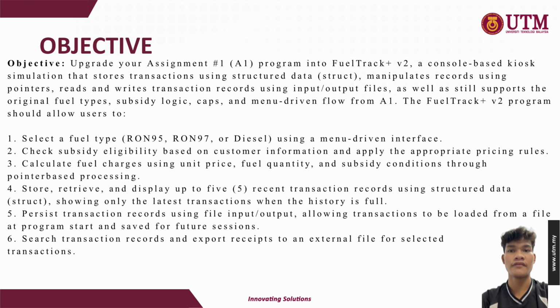This slide shows the main features of the program. The system uses a menu-driven interface for easy navigation. Users can select fuel types, and the system checks subsidy eligibility based on nationality and vehicle category. It automatically calculates fuel charge and enforces fuel limits. The program also stores transactions using struct, supports file input and output, also searching by transaction ID or customer name, and can export receipts to a text file.